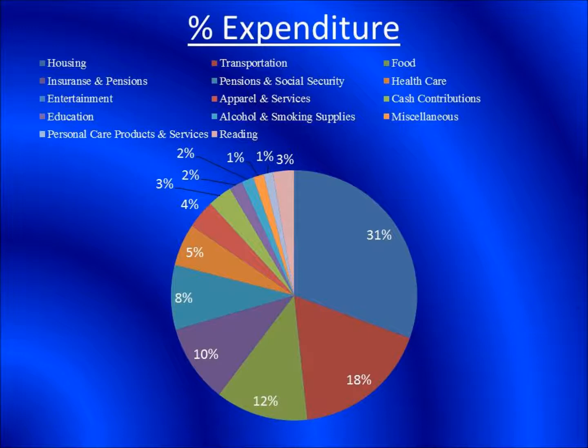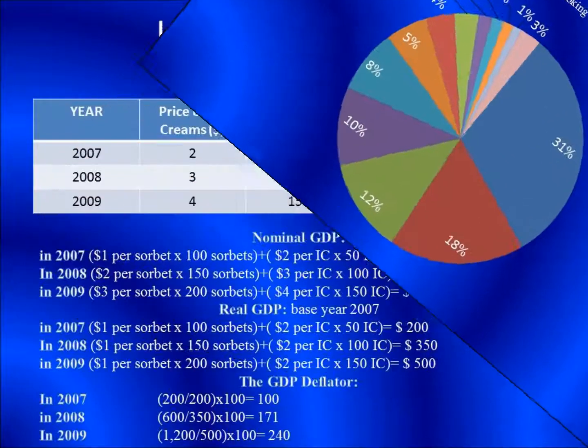Apparel services represents 3%, alcohol and smoking is 2%, reading is 2%, food is also 2%, healthcare and cash contributions are 1%, and miscellaneous items are represented by 3%.